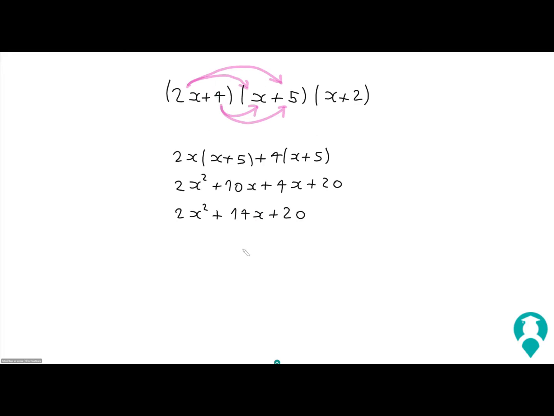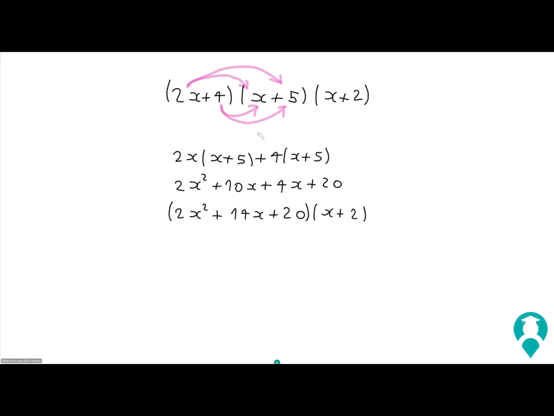So what we want to do now is remember our x plus 2 term over here, which we didn't consider at the start. What we found over here, our 2x squared plus 14x plus 20, is just these 2 brackets multiplied by each other. So we want to multiply all of this by x plus 2. That way we've expanded all 3 of our brackets. So let's multiply all of this by x plus 2.